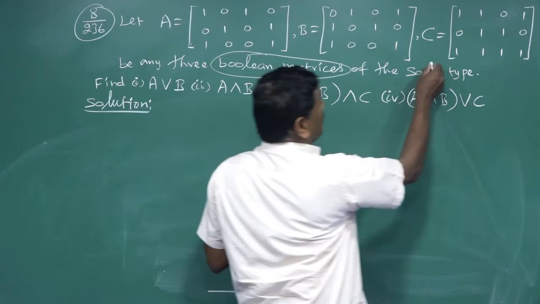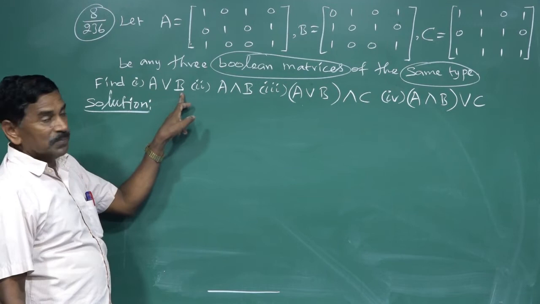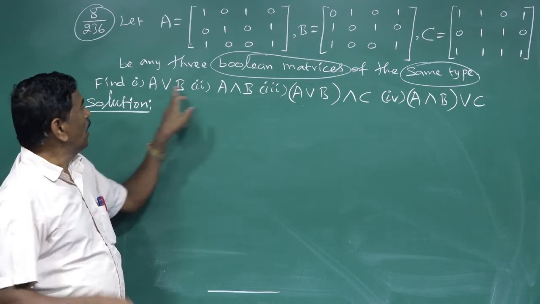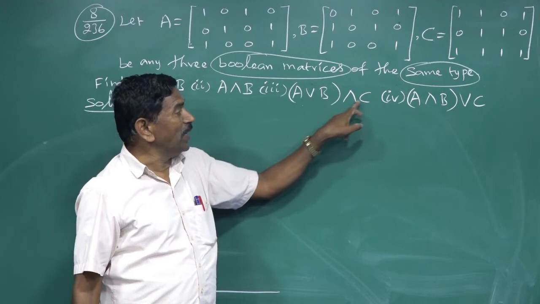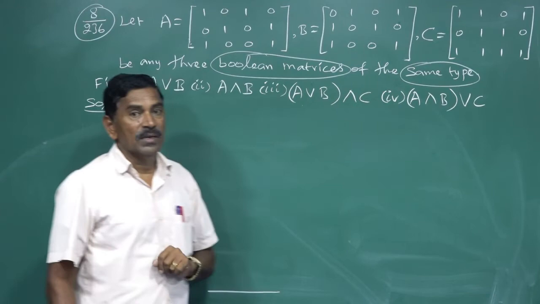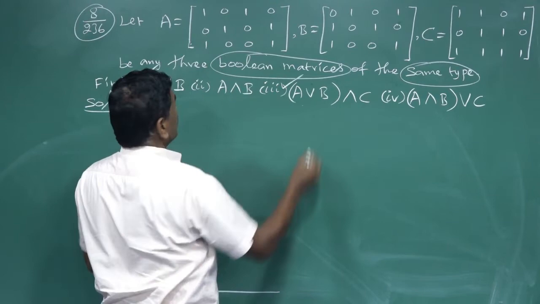Now find A or B in the first subdivision. Next, second subdivision, A and B. Here cap means and, and inverted cap means or. That is the meaning. Third subdivision, A or B and C, and fourth subdivision, A and B or C. So there are four subdivisions. I am going to solve 1 and 3, and 2 and 4 is homework.